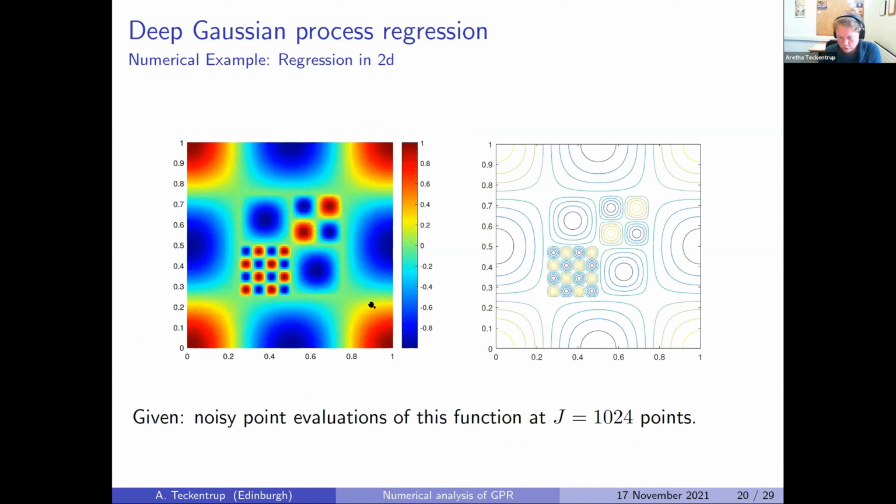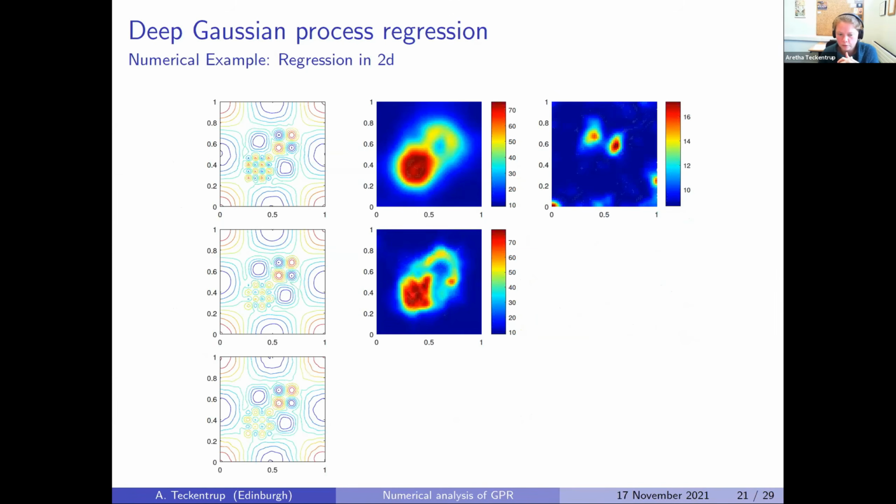Right? So it's just a combination of different sines and cosines. And again, you can see that in this function, you do have very different length scales. So you have quite smooth parts here, and then you have very oscillatory parts here. Right? And again, the deep Gaussian process is able to capture that quite well.